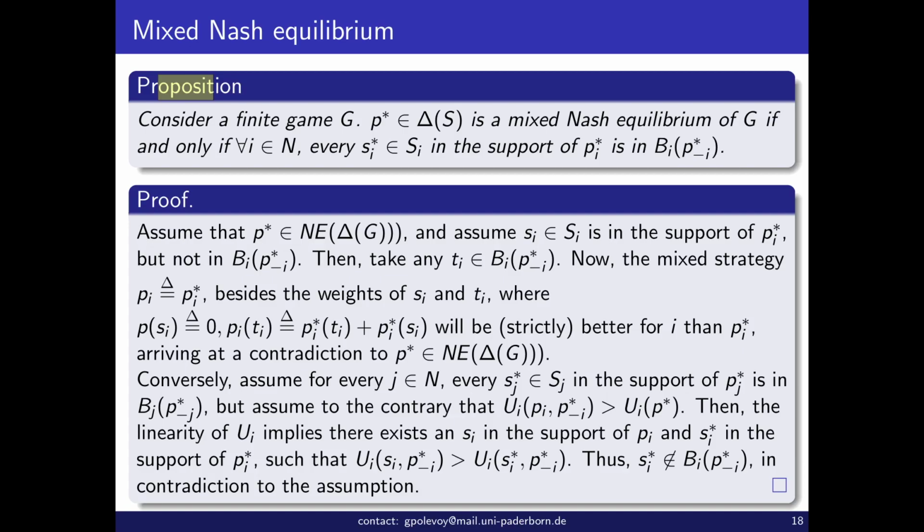But P star is a mixed Nash equilibrium, we claim, if and only if every pure strategy in the support of P star I is a best response itself. So the proof is simple, but it has a lot of notation, unfortunately.